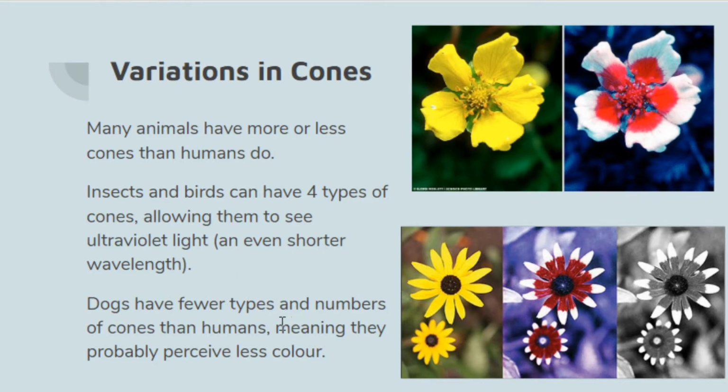Dogs are actually, you've probably heard of this. People say dogs see in black and white. It's probably not quite true, but dogs have fewer types and numbers of cones than humans, meaning they probably perceive less color. The fact that they do have cones means they probably do see in some color, and they do see some shades of color, but they have fewer.